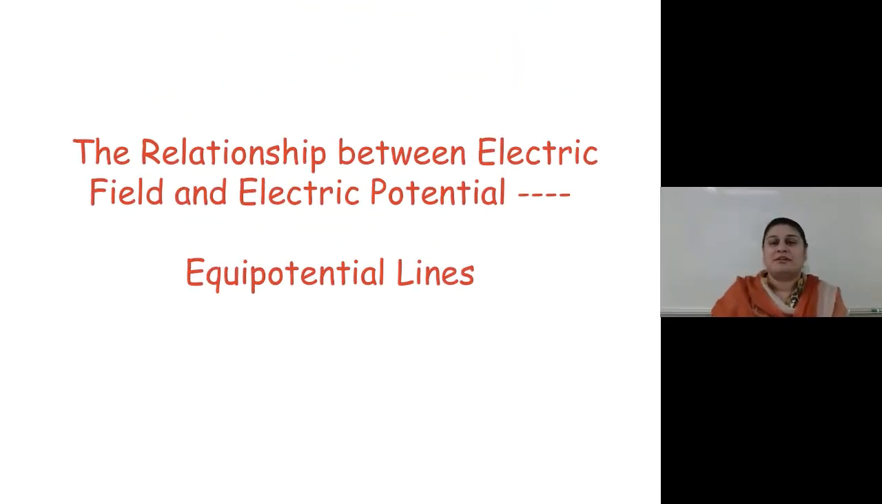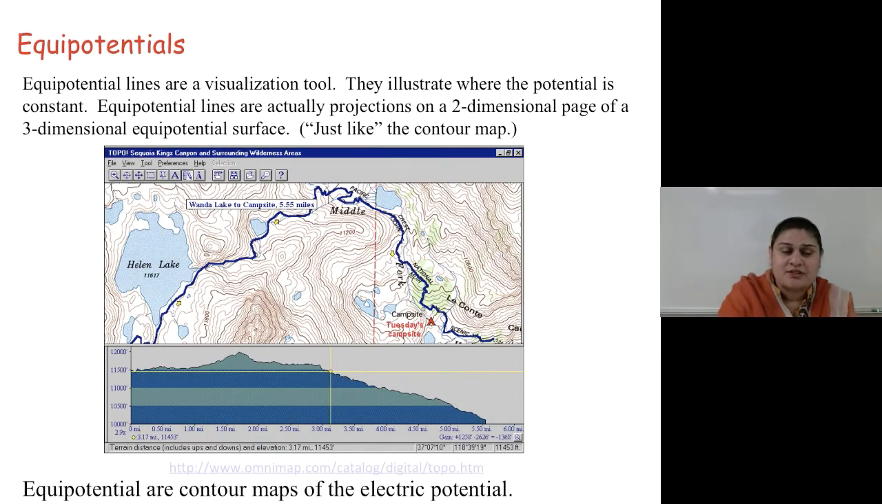Now let's talk about the relationship between electrical field and electrical potential, basically E and V. That is called equipotential lines. So what are equipotentials? Equipotential lines are a visualization tool. They illustrate where the potential is a constant. Equipotential lines are actually projections on a two-dimensional page of a three-dimensional equipotential surface.